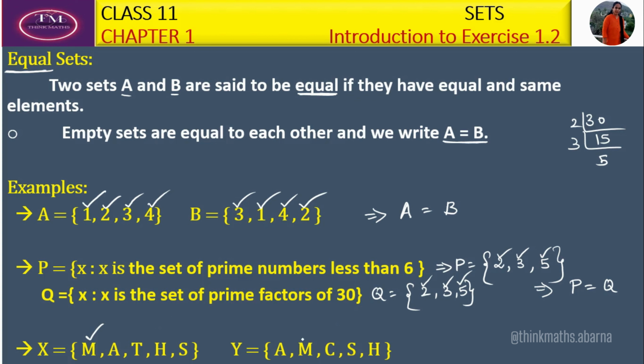Here M is present in X and M is present in Y. A is present in X. A is present in Y. T is present in X but it is not present in Y. H is present in X. It is also present in Y. S is present in X. It is also present in Y.